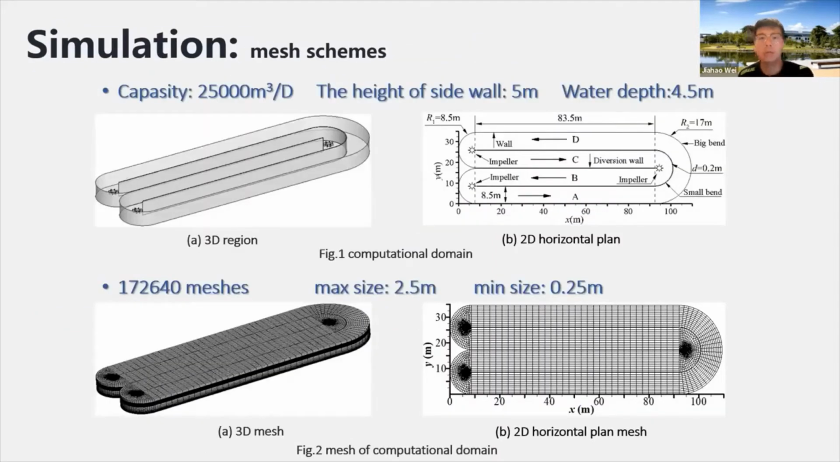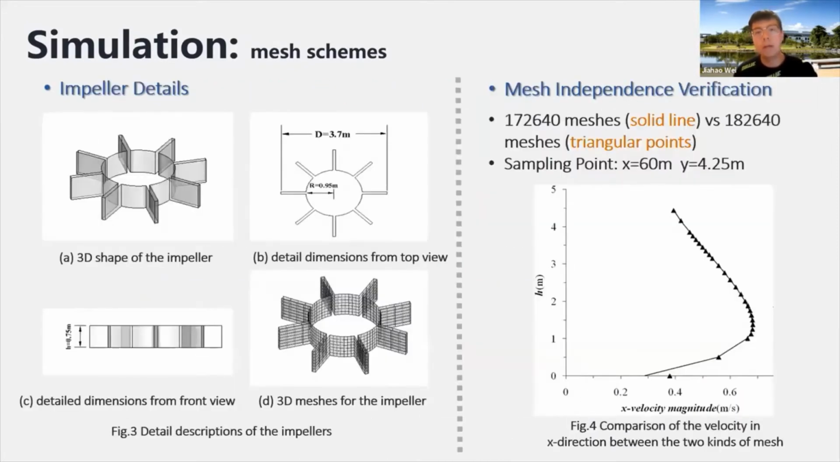Figure 1 shows the details of the calculation region and size information. Three impellers are installed at both ends of the oxidation ditch. The 3D meshes and the 2D horizontal plane meshes for the computational domain are shown in figure 2. The geometry and mesh are generated by the software Gambit. Figure 3 shows the shape information and mesh of the impellers.